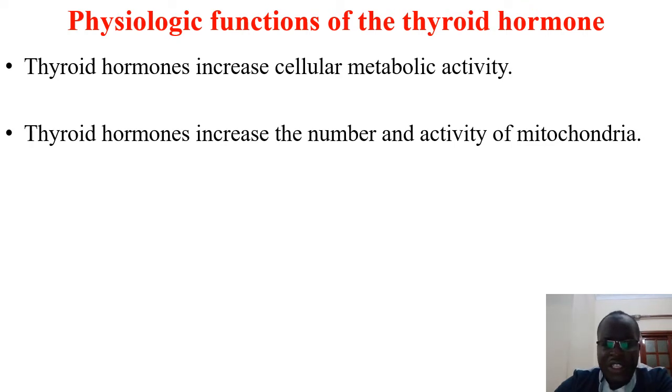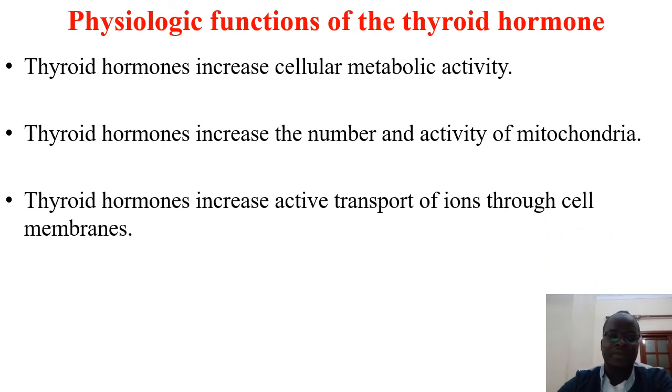Thyroid hormones increase the number and the activity of mitochondria. With the increase in thyroid hormones, you expect an increase in the number of mitochondria. The mitochondria are involved in energy transduction, converting one form of chemical energy to another form of chemical energy. The form that is being produced there is the ATP that is required for metabolic processes.